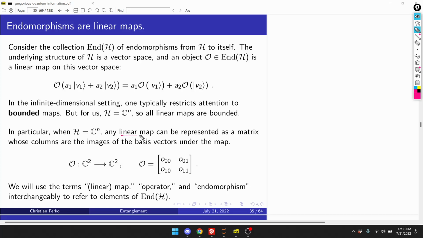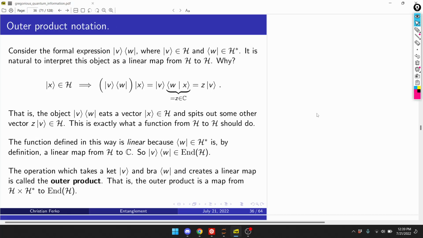So for us, any linear map or any endomorphism can be represented as a matrix. It's a matrix where the columns are the images of the basis vectors under the linear map in question. So if O is a linear map from C^2 to C^2, it can be written as a matrix with entries O_ij, if you like. And for that reason, we're going to use some terms interchangeably. I'll say linear map, operator, endomorphism, and even matrix, and I'll use those all interchangeably for elements of this ring, this endomorphism ring, really algebra.